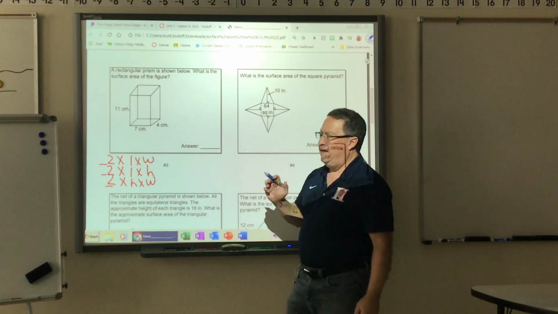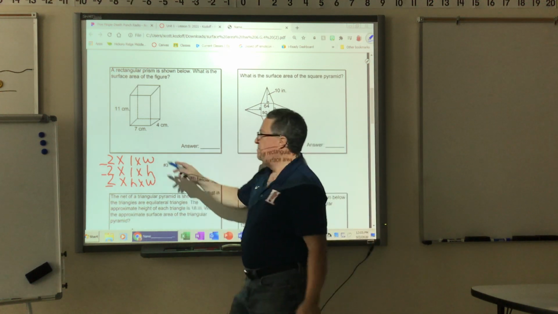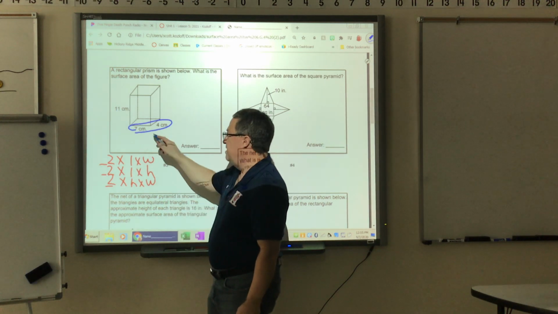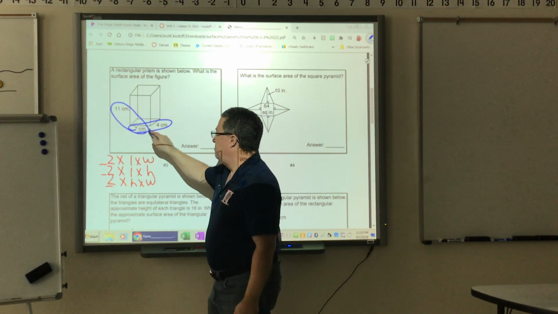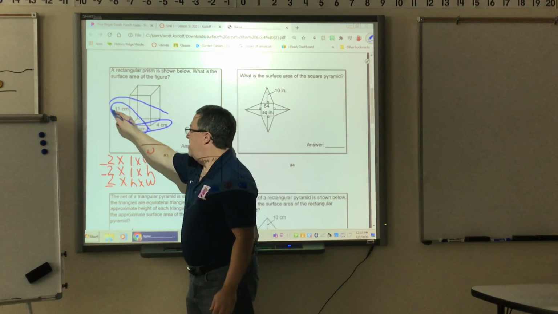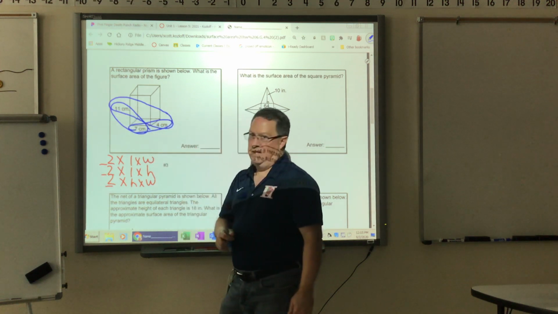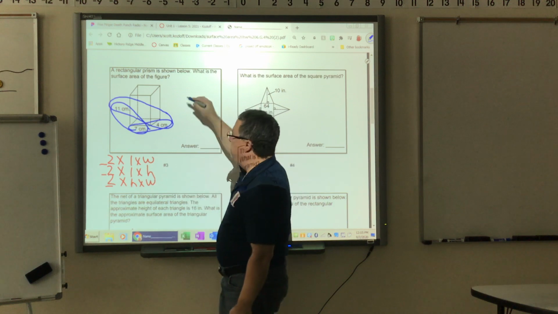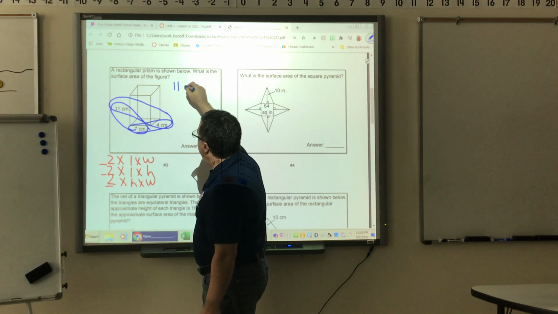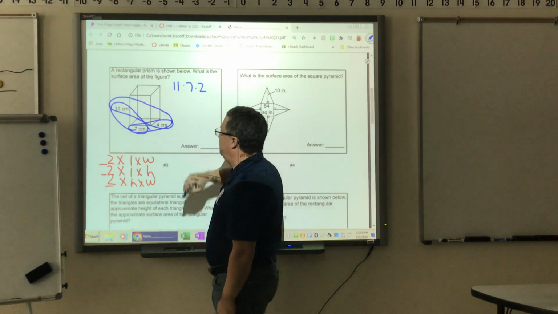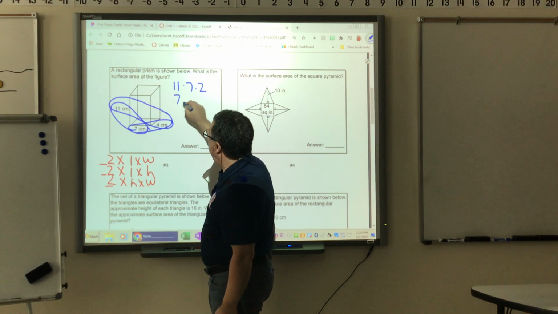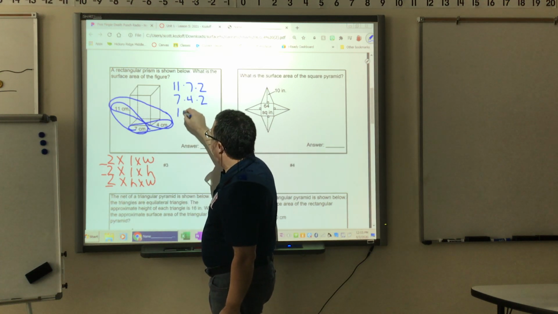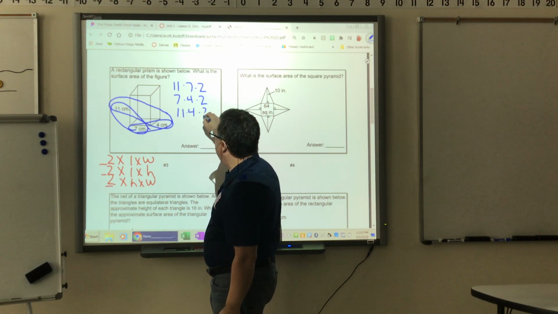For those of you that need a shortcut for this, you're basically taking these 2 numbers and multiplying them, these 2 numbers and multiplying them, and these 2 numbers and multiplying them. Those are the lengths, the heights, and the widths. So I have 11 times 7 times 2, I have 7 times 4 times 2, and then I have 11 times 4 times 2.